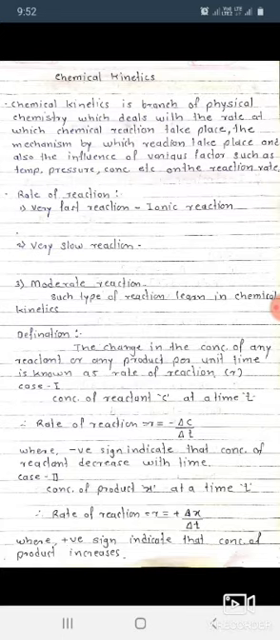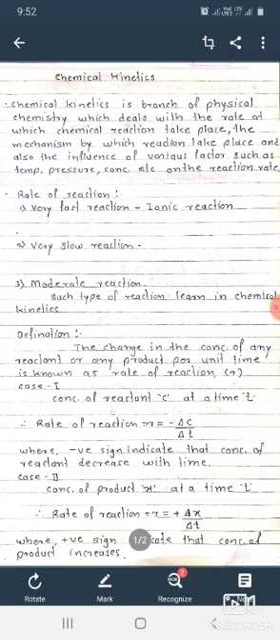So today I am starting the third unit in physical chemistry, that is chemical kinetics. In this unit, I will first introduce what is meant by chemical kinetics and some terms related to it. Chemical kinetics contains two words, chemical and kinetics. Chemical means chemical reaction and kinetics means movement.